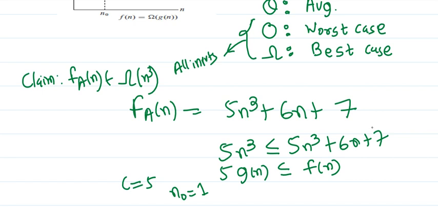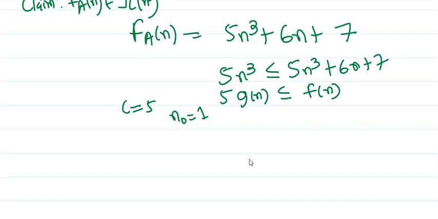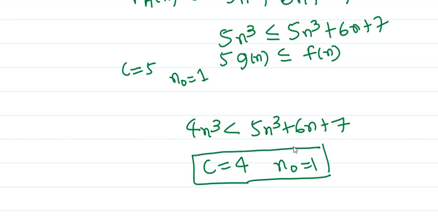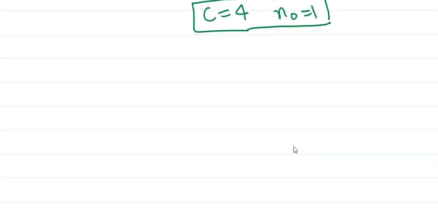Now if you notice here, instead of writing like this, we can also write that 4n cube is strictly less than 5n cube plus 6n plus 7, for all values of n greater than or equal to 1. In that case, we can say that the value of c is equal to 4 and n naught is equal to 1. So as you can see, there are multiple possible values of c. Here we are getting c equal to 4 or 5, but we can also write c equal to 3. It doesn't matter. All you need to show is just one valid choice of c and n naught, and then you are done.